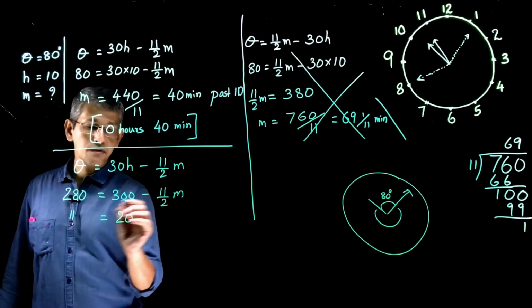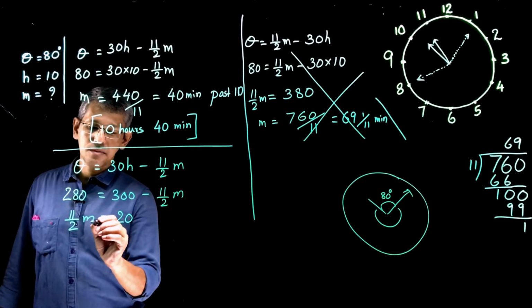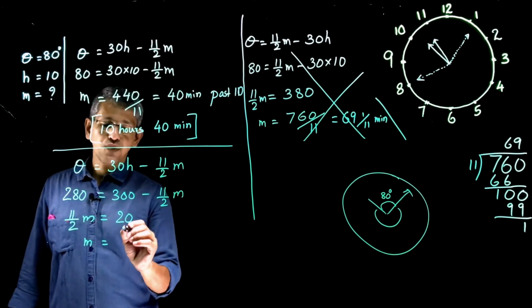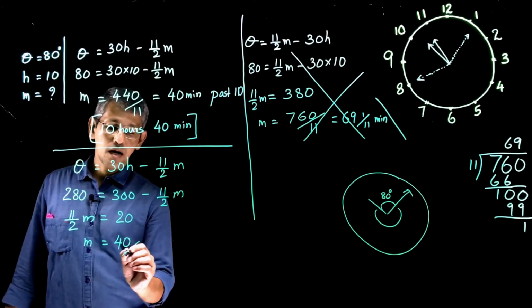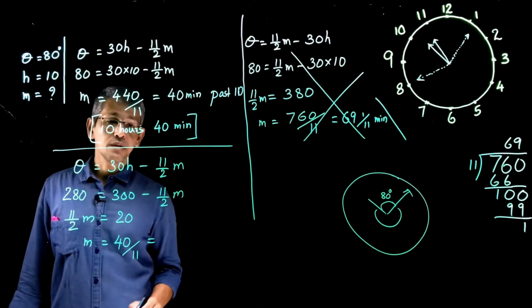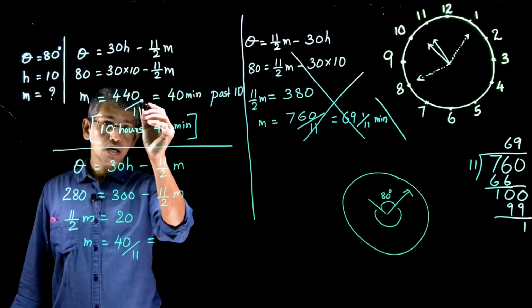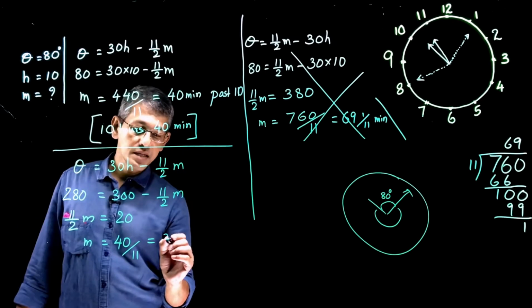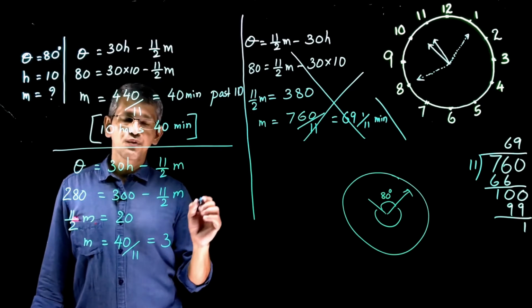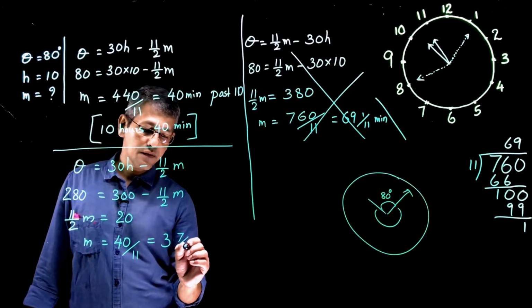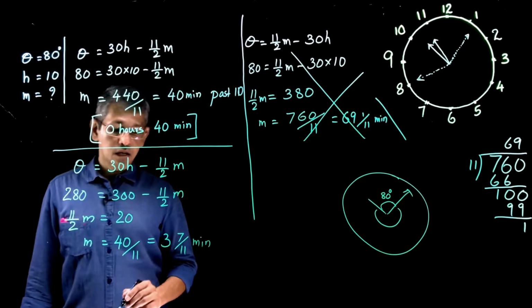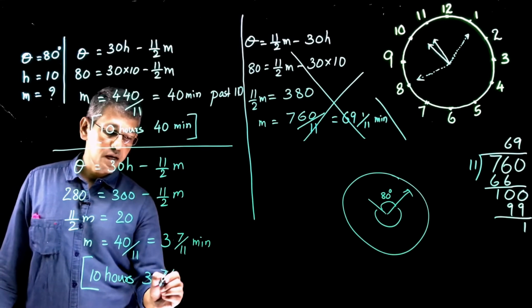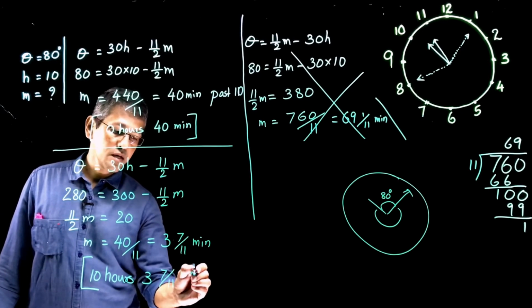So 11 by 2m, negative, we'll take it to the other side. 11 by 2m is equal to 20. And of course, m is equal to, cross multiply with a 2, 20 into 2, 40, 40 by 11. That's equal to what? In the previous case it was 440 by 11. In this case it's 40 by 11. 40 by 11, how many times? 11 three times. So 11 into 3, 33. Remainder is 7. 7 by 11 minutes. So ultimately what is the answer? 10 hours, 3 and 7 by 11 minutes. That would be the answer you get.